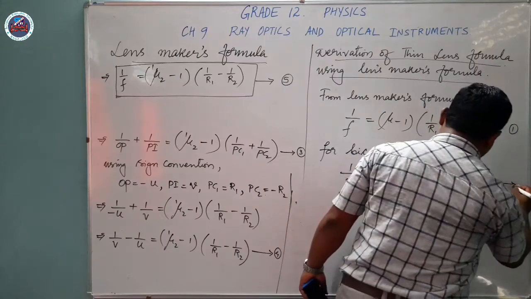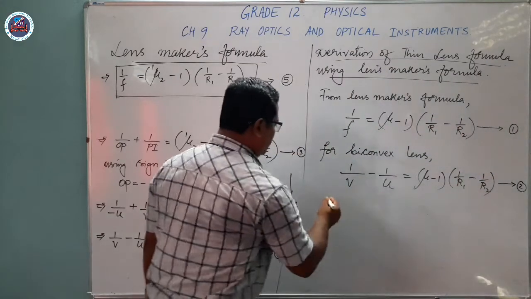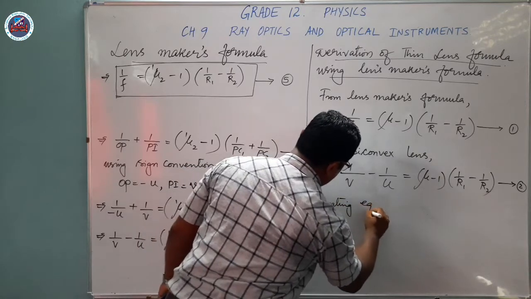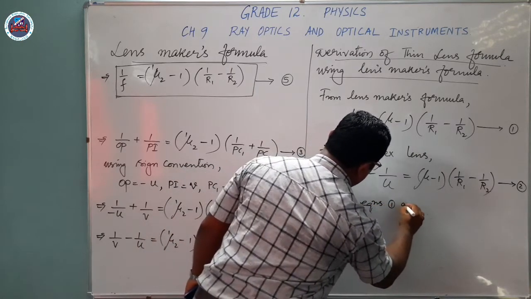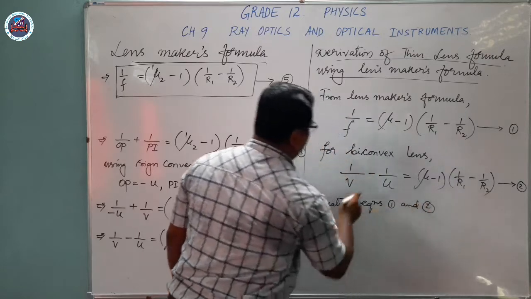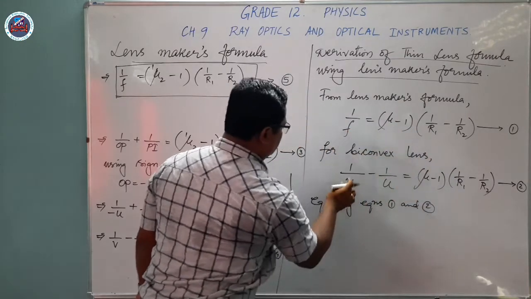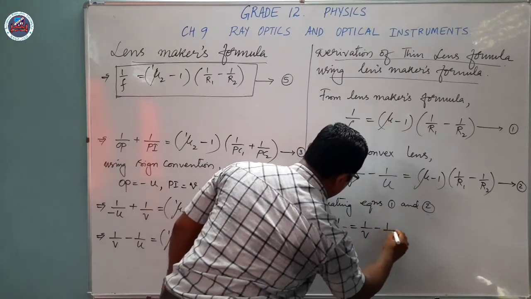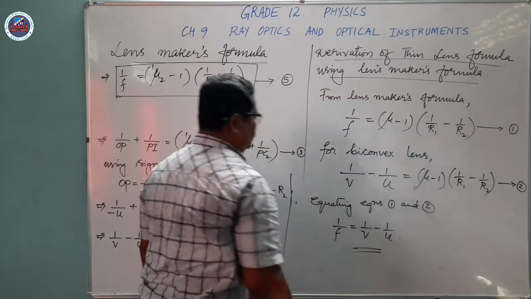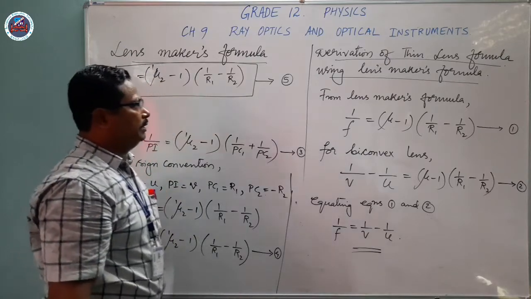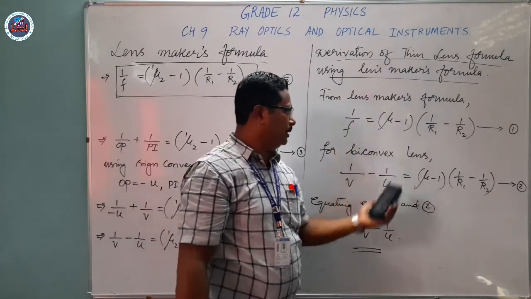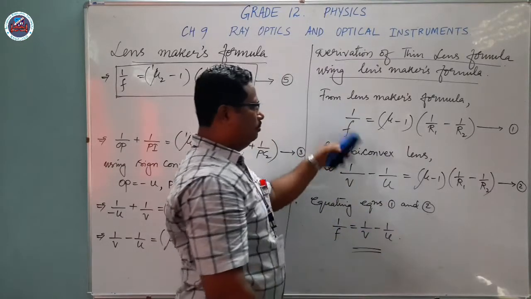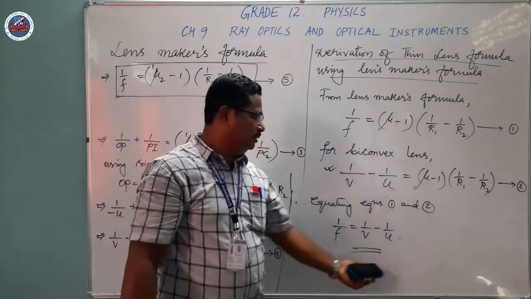Simply by writing these two equations, you can equate them. Equating equations 1 and 2, right hand sides are equal, so left hand sides also will be equal. 1 by f is equal to 1 by v minus 1 by u. This way you can get your thin lens formula from Lensmakers formula. It is in the process of derivation. You just have to compare these two equations and get the thin lens formula.